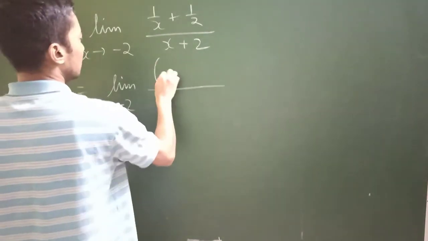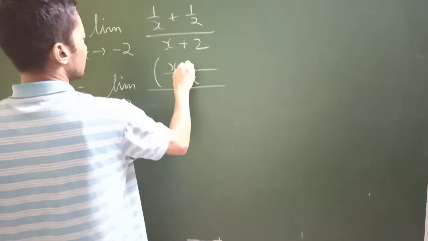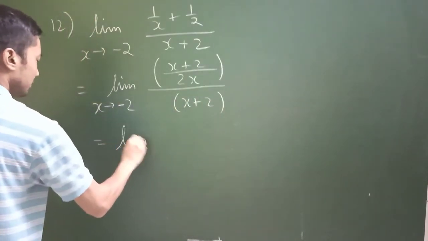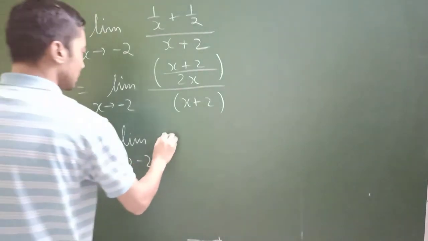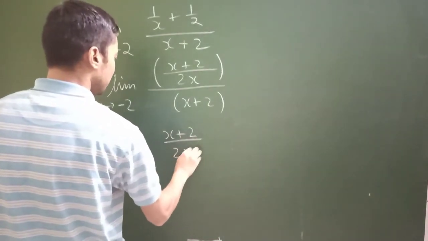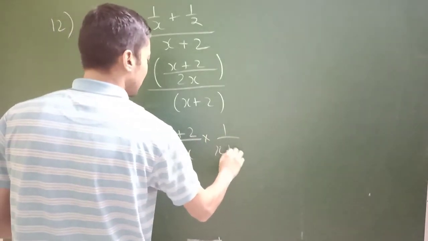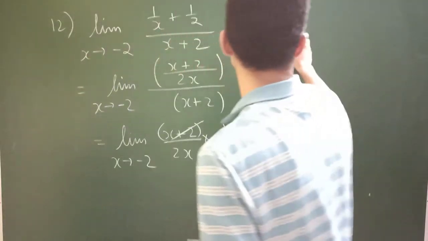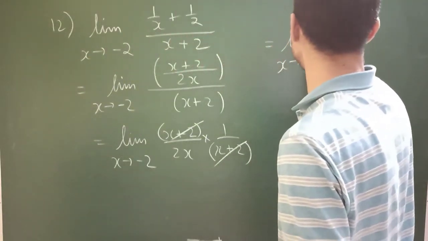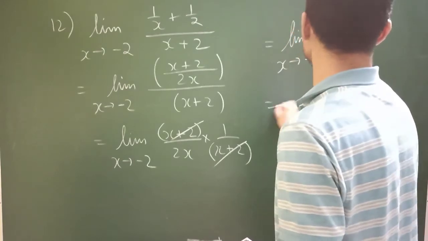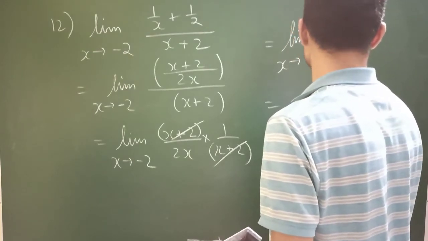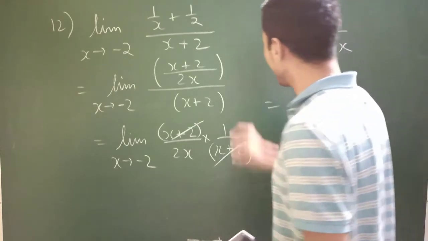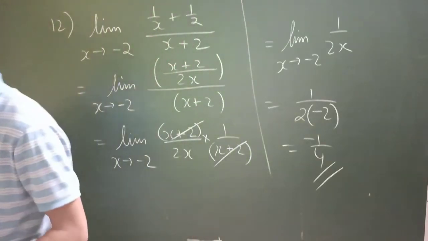So maybe the numerator, I'll just take the LCM, 2x, so that's x plus 2. Simple question, x plus 2. So the limiting value as x tends to minus 2 of x plus 2 divided by 2x into 1 by, of course, x plus 2. So that's also done. So that's going to be the limiting value as x tends to minus 2 of 1 by 2x. So now I can just substitute minus 2 into 2x. That's 1 by minus 4, so minus 1 by 4. Simple as that. Alright?